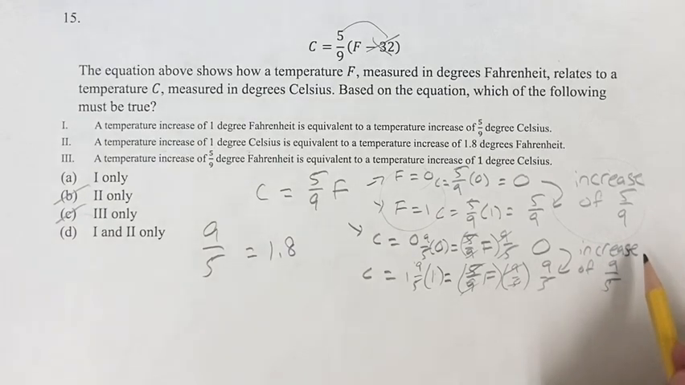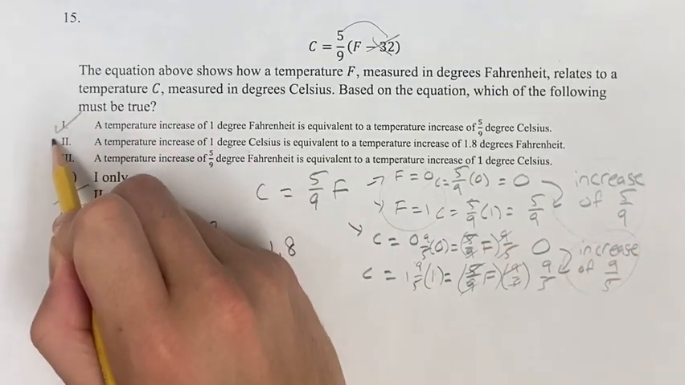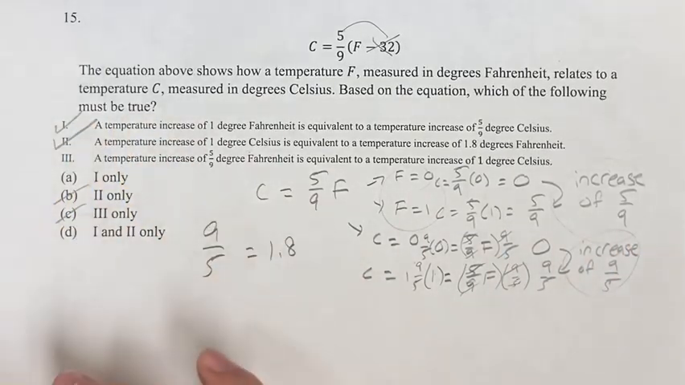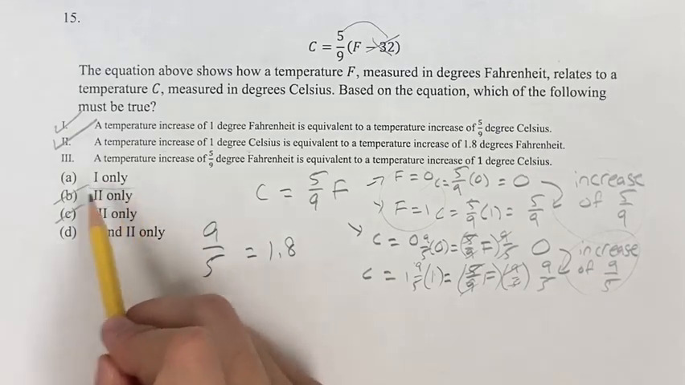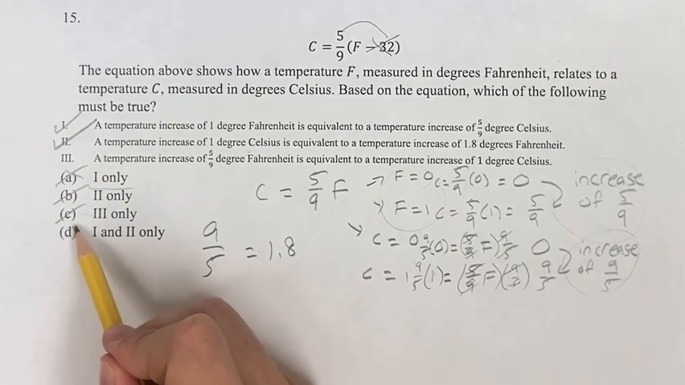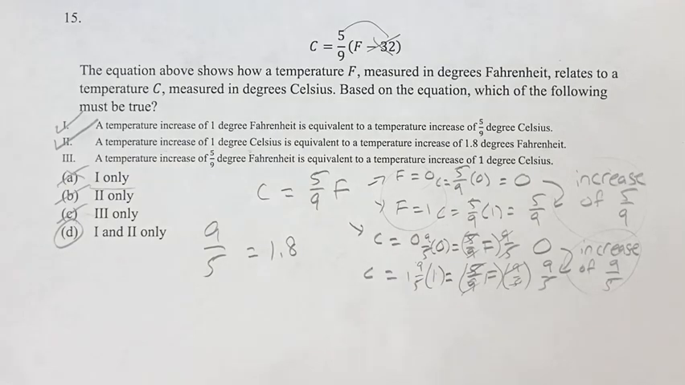So that means 2 is also true. So 1 is true and 2 is true. So that means it's not just 1 only, and therefore the answer must be D because it's the only one left. We don't even have to check 3.